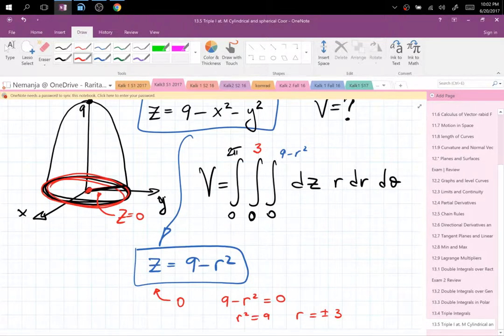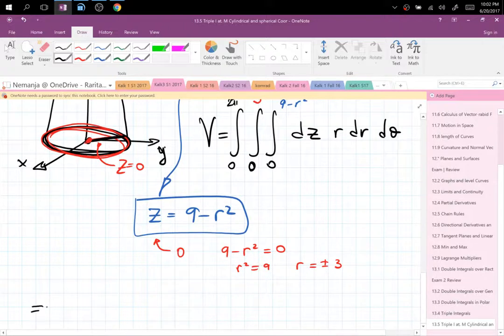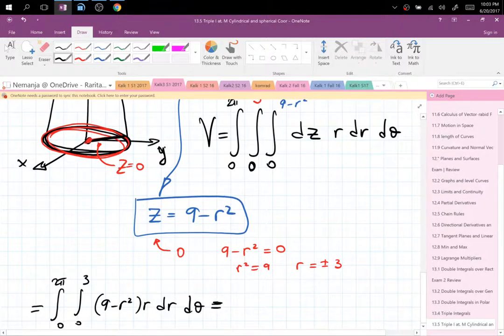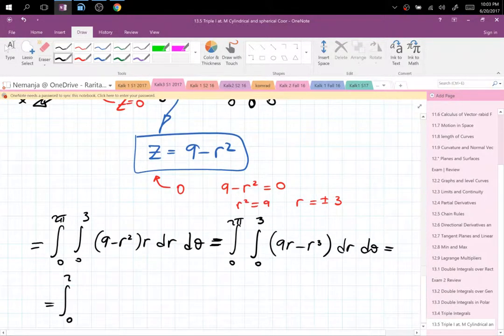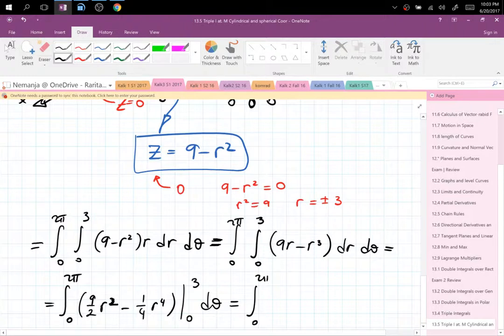It's an extremely easy integral to solve, this is really quick. We have the integral 0 to 2 pi, integral 0 to 3, and when I integrate dz, I just get z, which is 9 minus r squared, r dr d theta. So now integrate, well, distribute, so 0 to 2 pi, 0 to 3, 9r minus r cubed, dr d theta, and now integrate. It's 9/2 r squared minus 1/4 r to the 4th from 0 to 3, d theta, 0 to 2 pi.